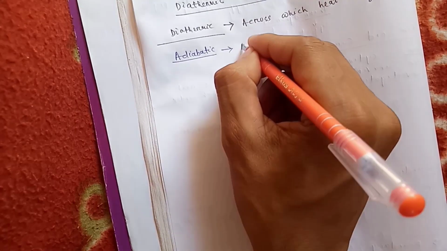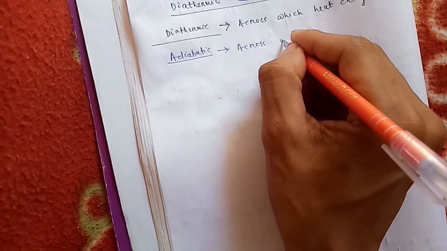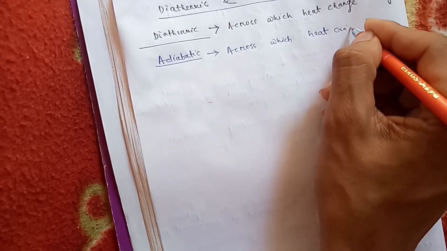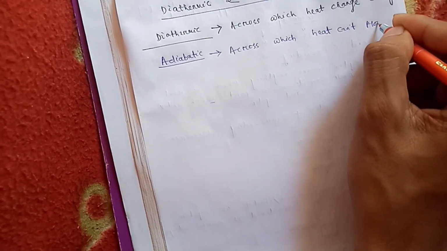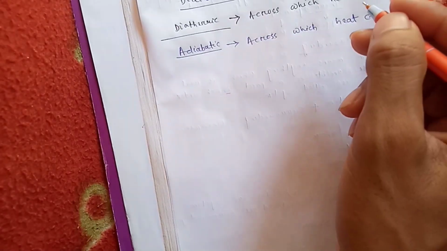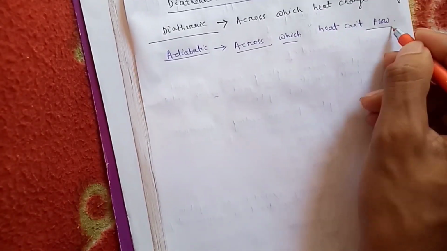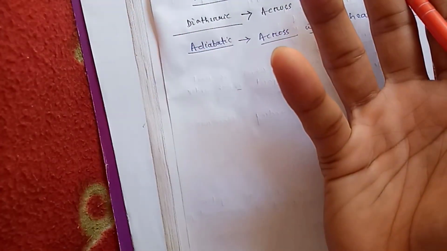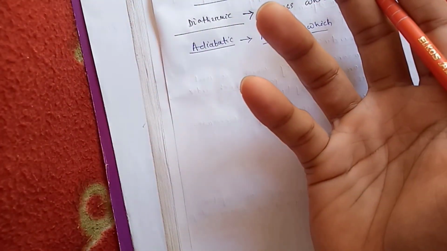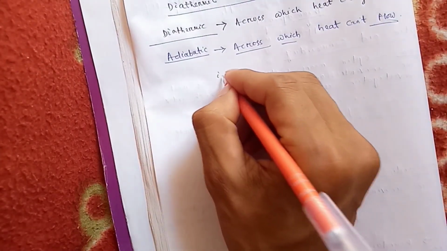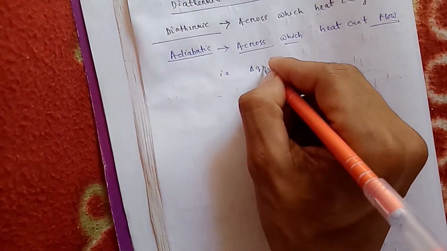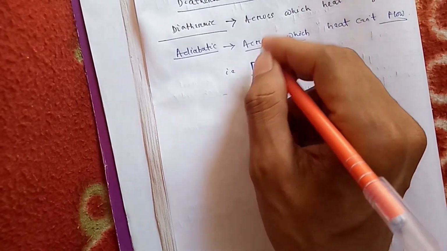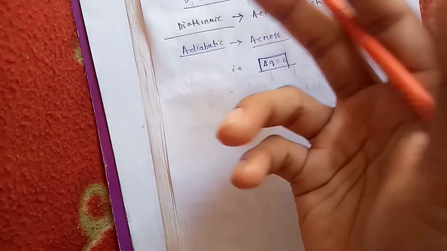Now coming to the adiabatic boundary. What do you mean by adiabatic? Adiabatic is the boundary across which heat cannot flow. That means adiabatic is also called insulating. Insulating material cannot allow heat to flow. So heat cannot flow through any non-conducting material. Okay, that means del Q is equal to 0. So del means change. So here the change in heat will be 0.